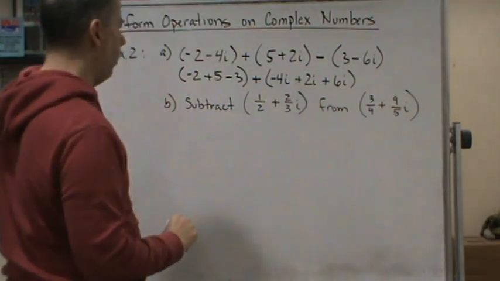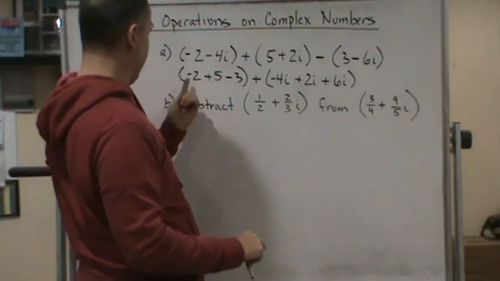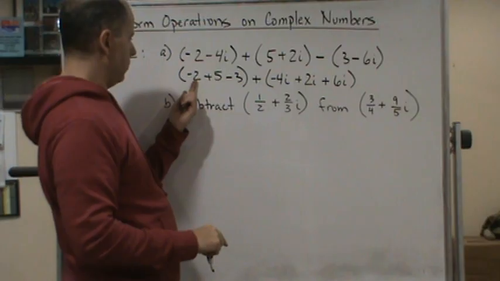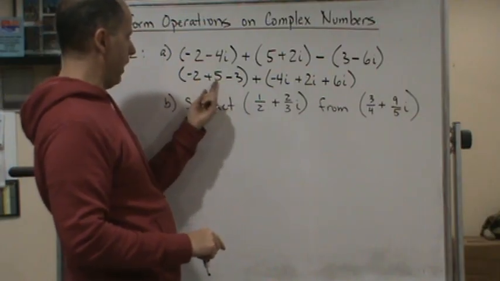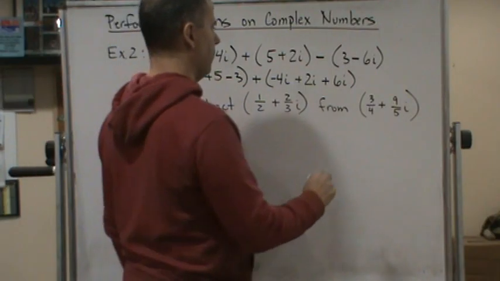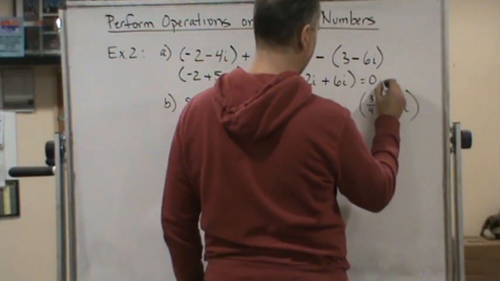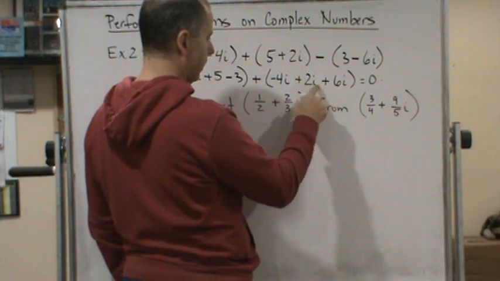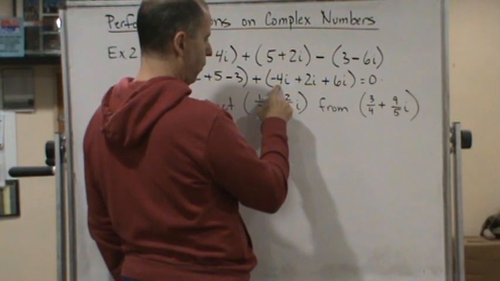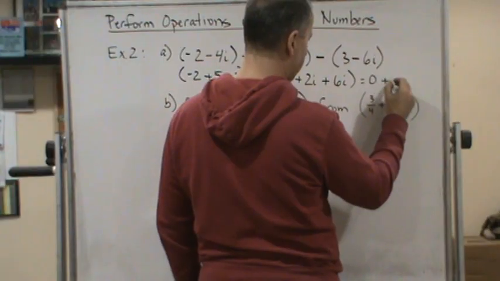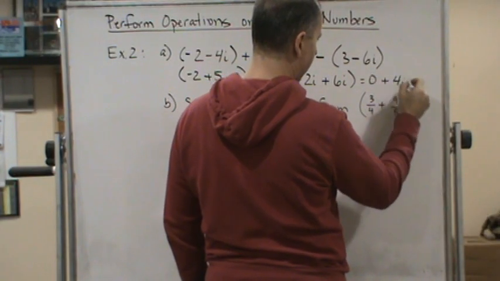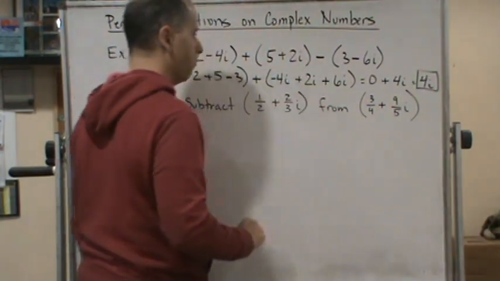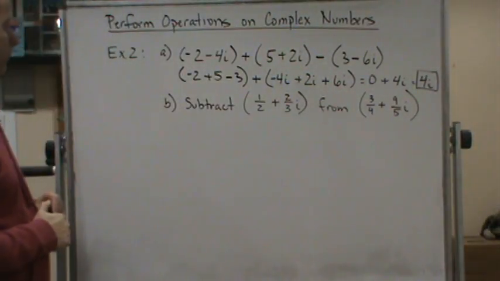Okay? Now, when I simplify everything, I add these together, right? So this is going to be negative 2 plus negative 3, which is negative 5, plus 5, which is 0. So I end up with 0. And here I end up with what? 8i minus 4i, which is 4i. So plus 4i. So in other words, I just get 4i as the answer.